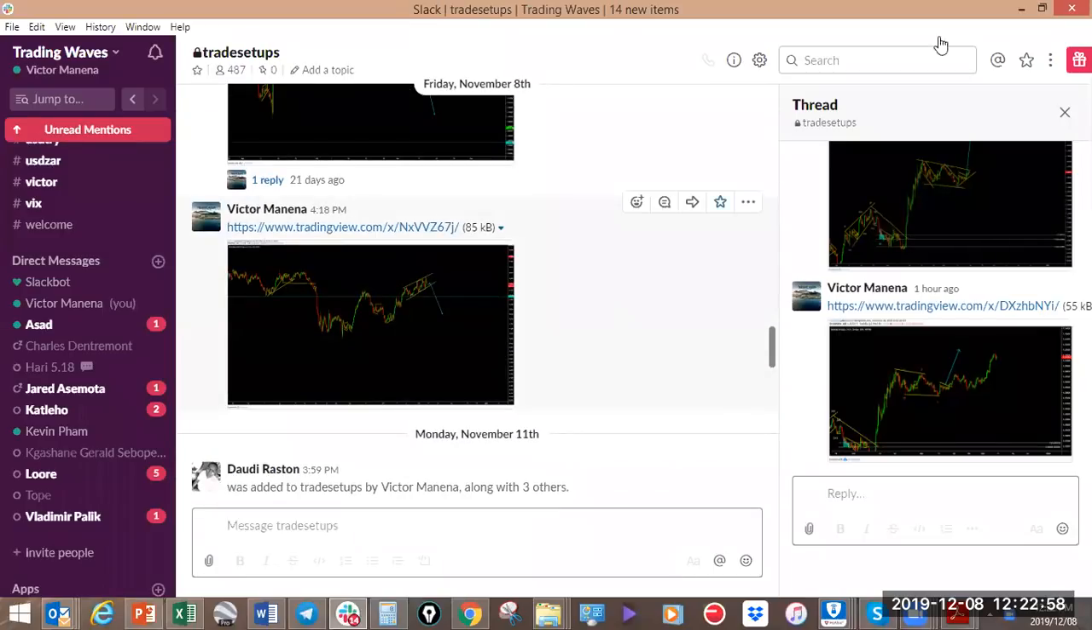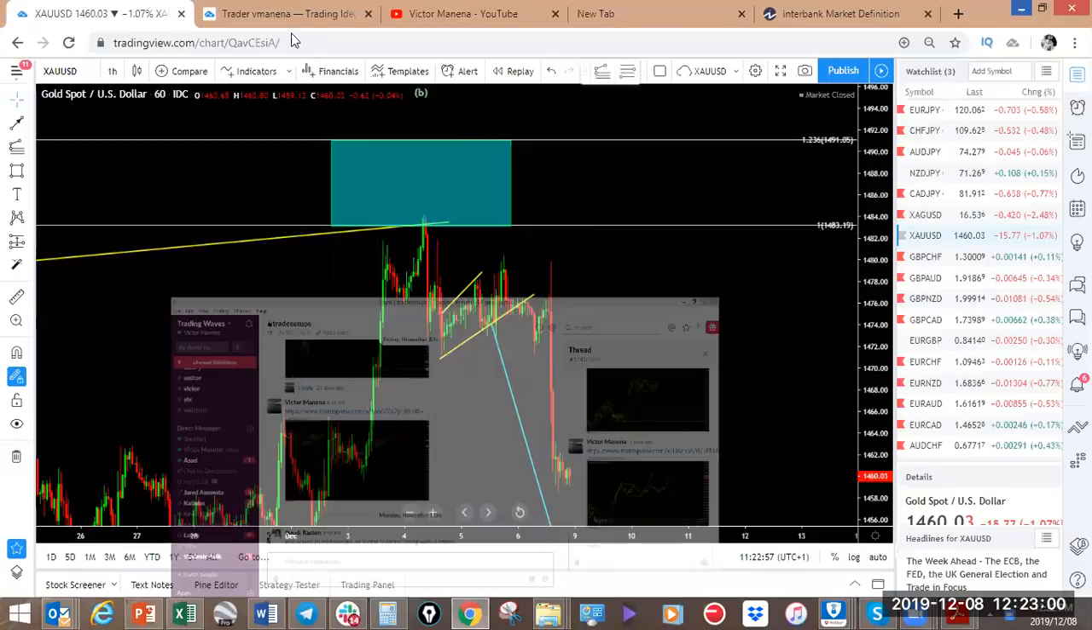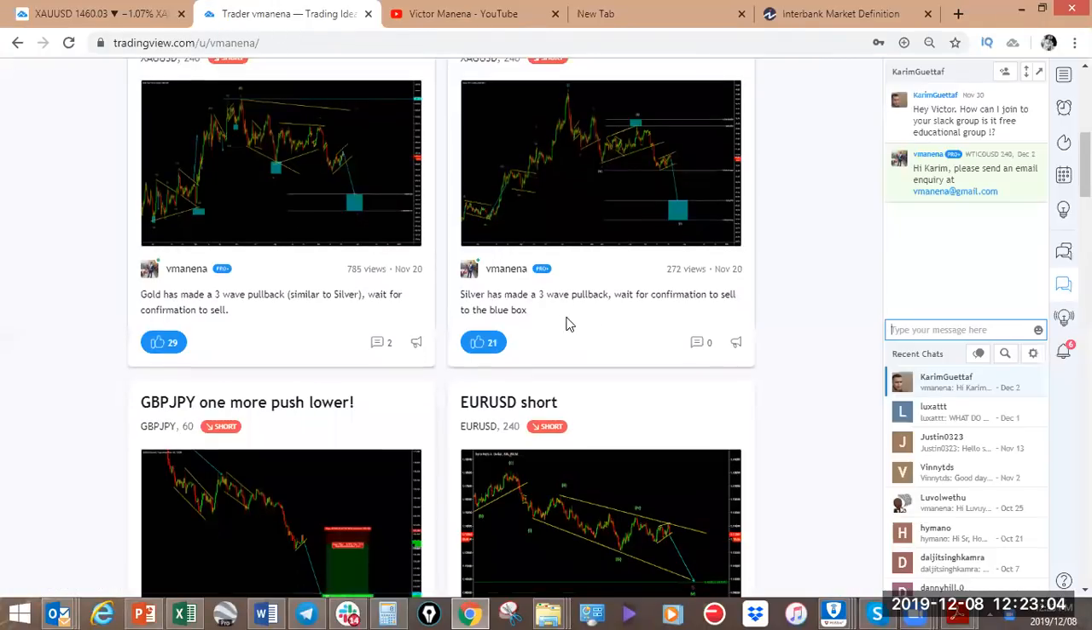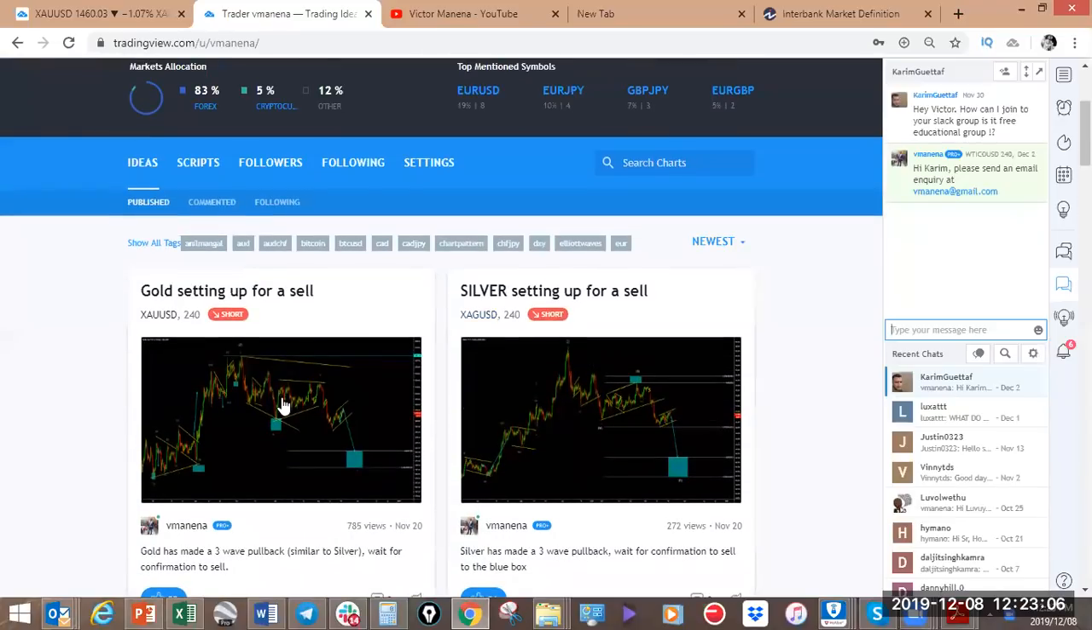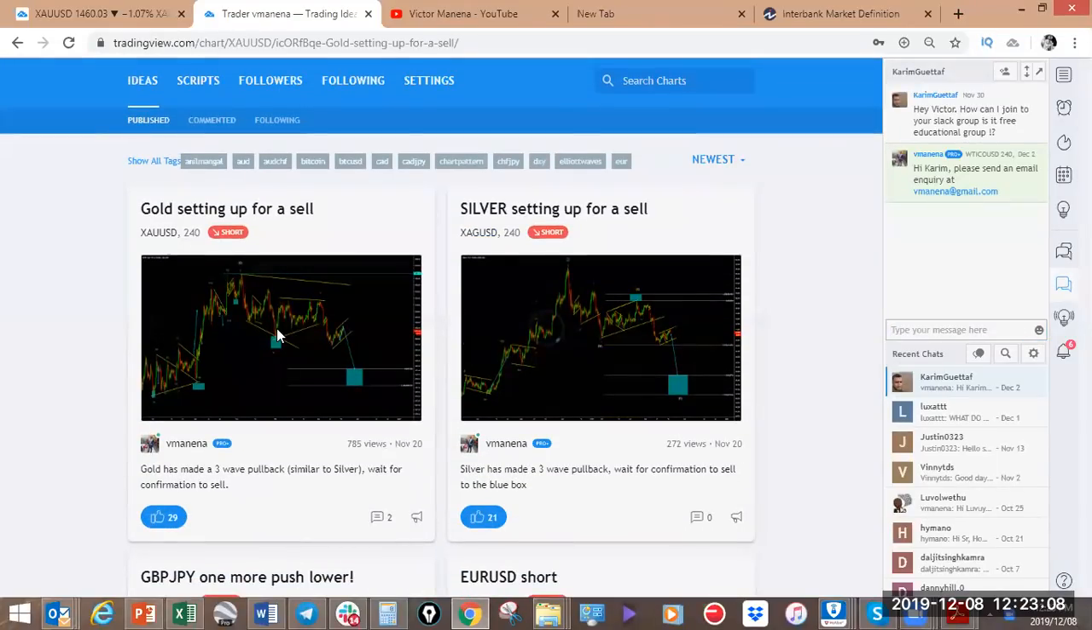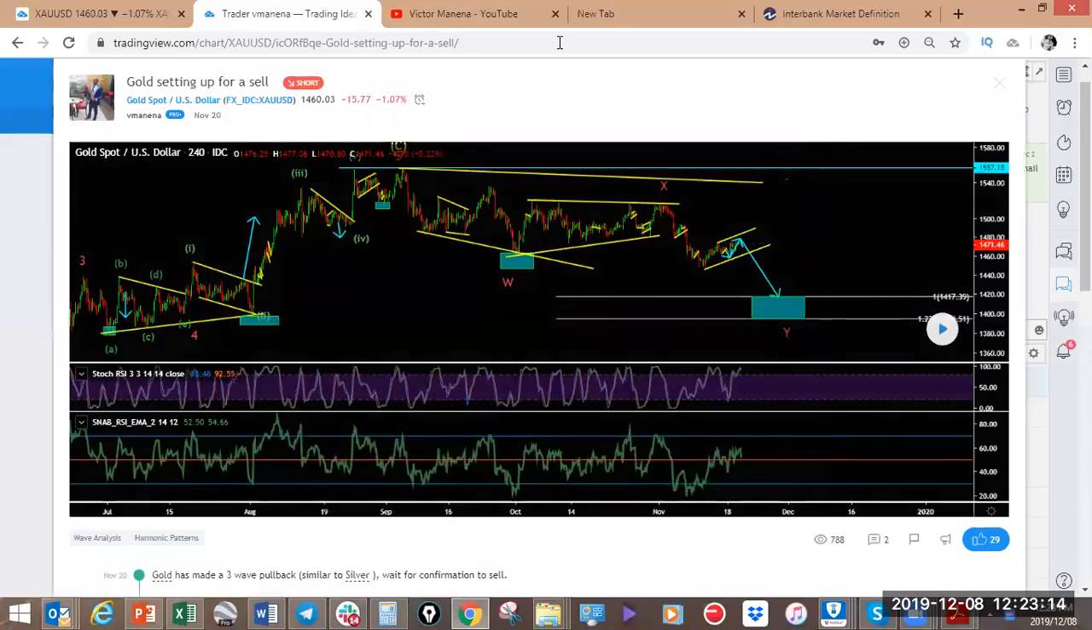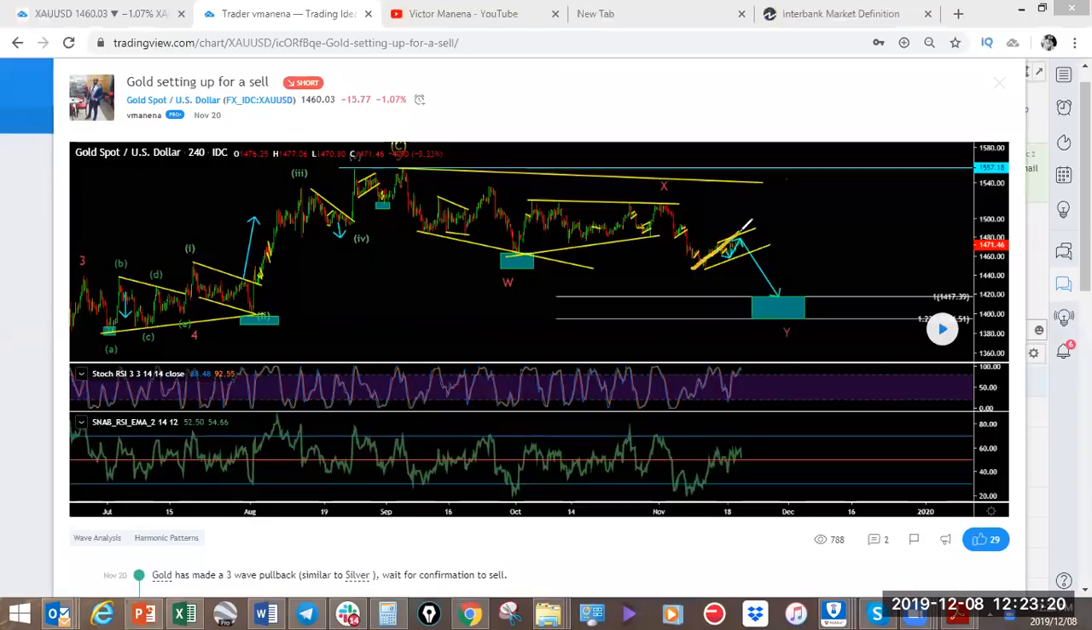Now, if you are following me on TradingView, I've posted 2 trades, gold and silver, with updates as well. So now this is gold, as you can see here. I don't usually post because I give most of my trades to our members. Now, if you look at this here, everybody would have expected this, same as I'm showing you here.